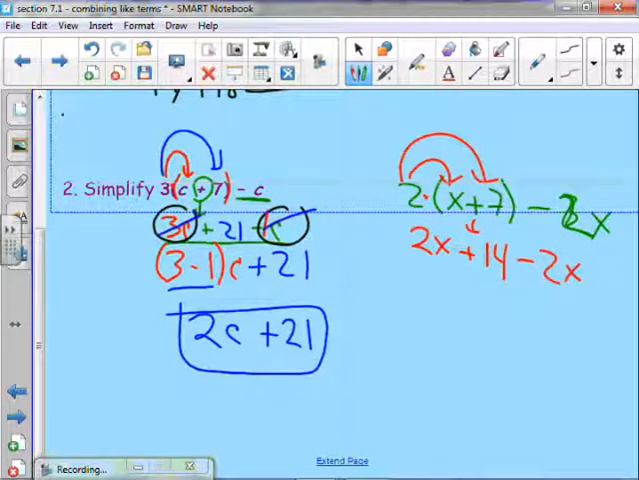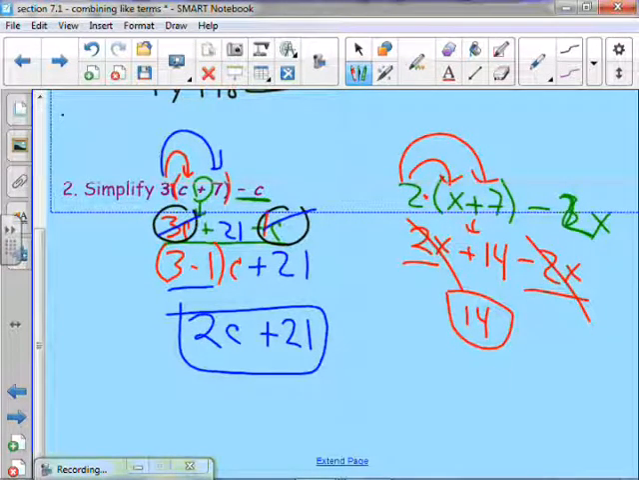Now I can simplify my like terms. 2x minus 2x, well, those add up to give me 0. And now I've just got 14. You see how simple that was? So that's the way you use the distributive property. Feel free to back the video up if you need to and watch it again.